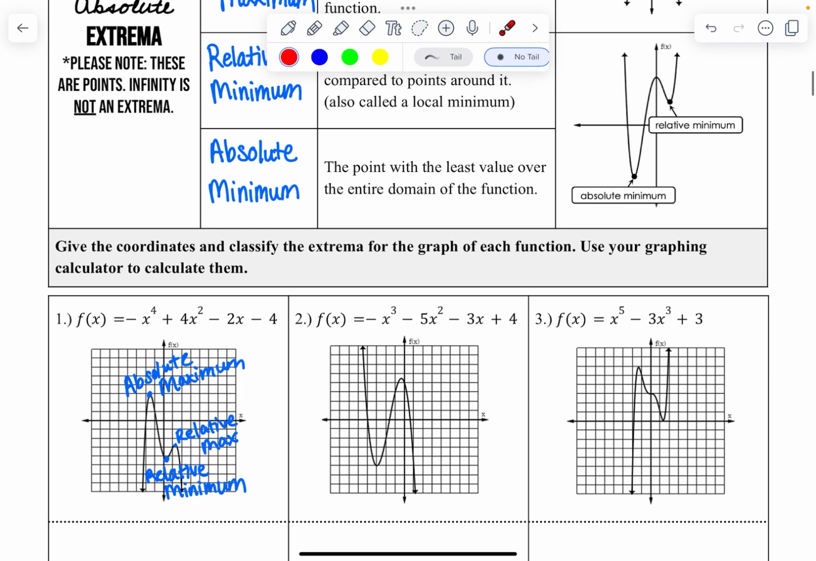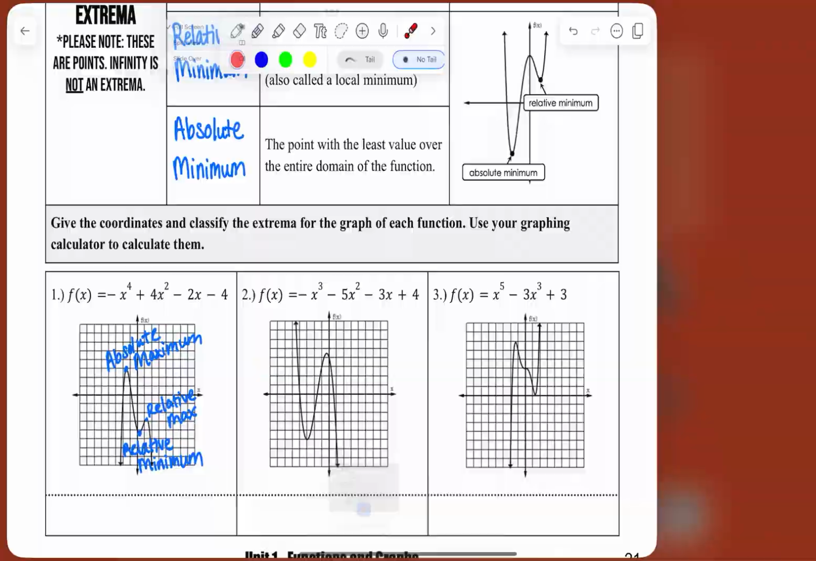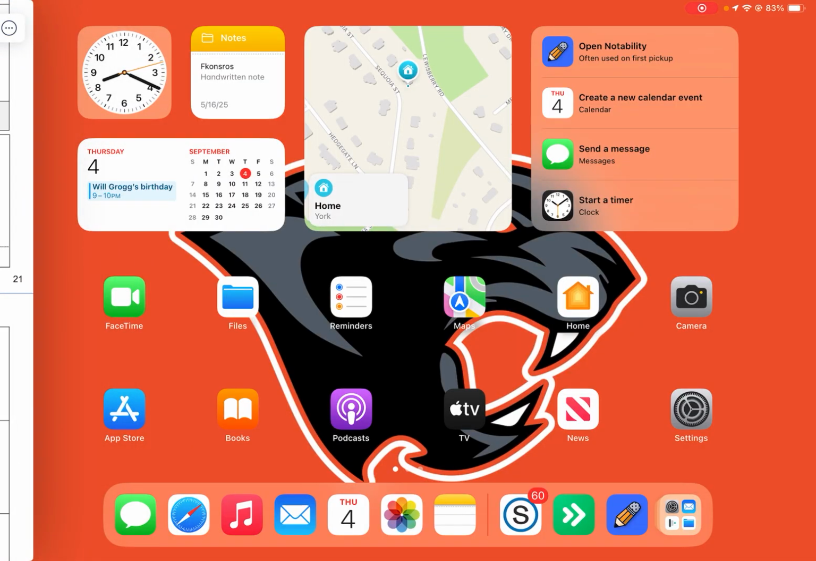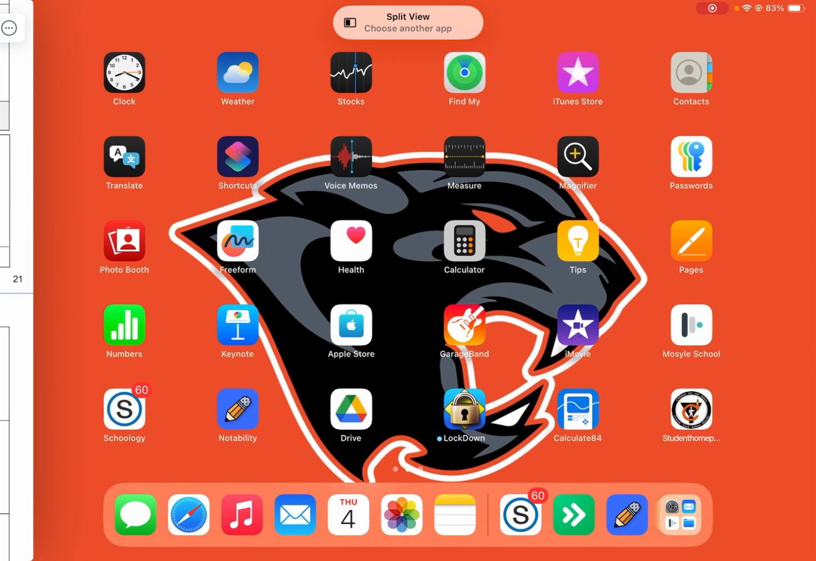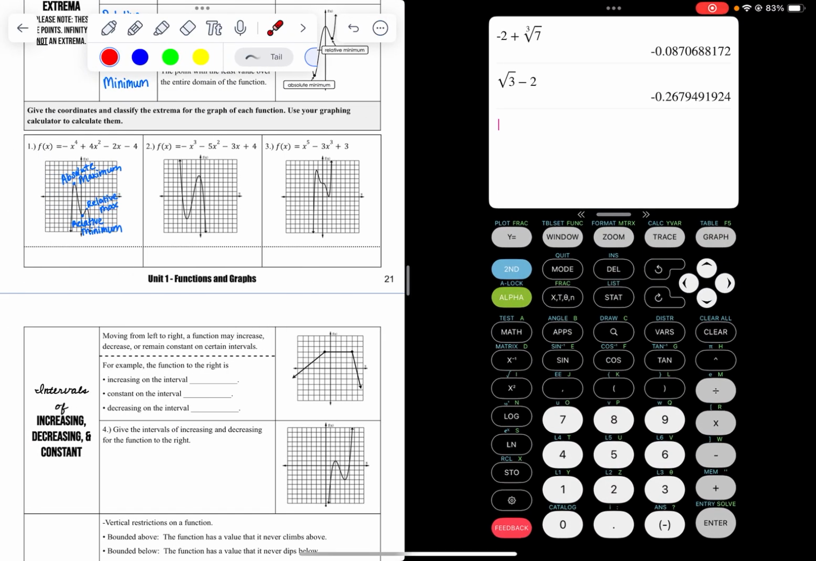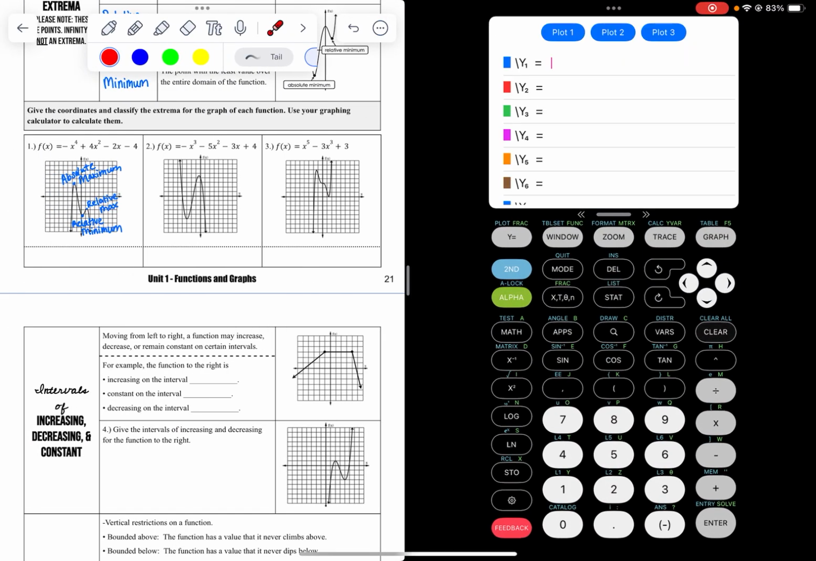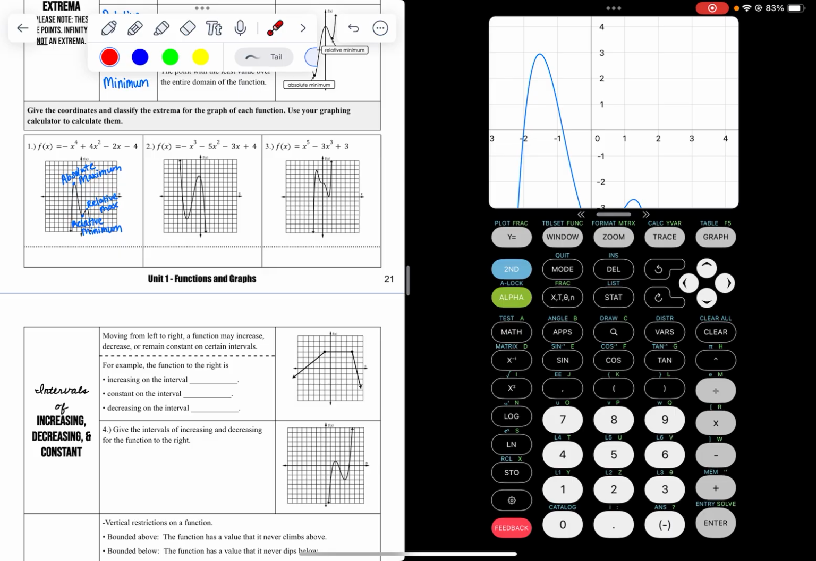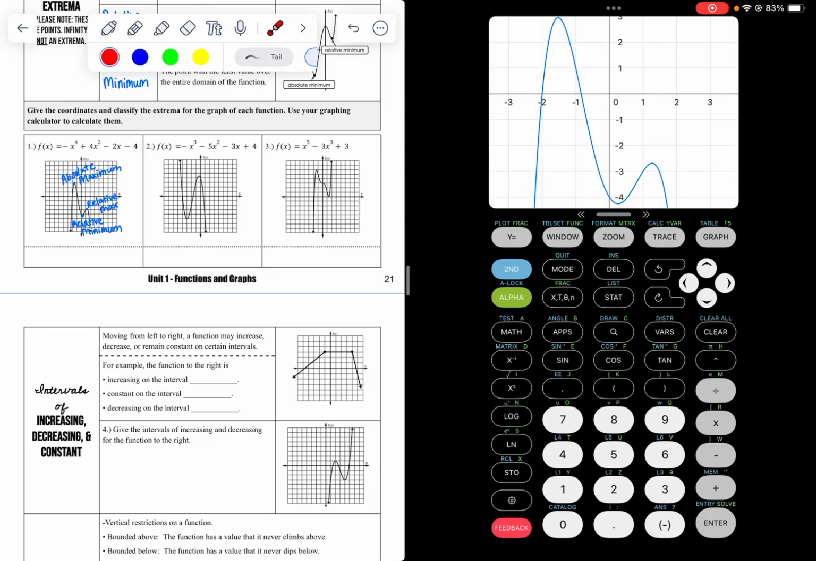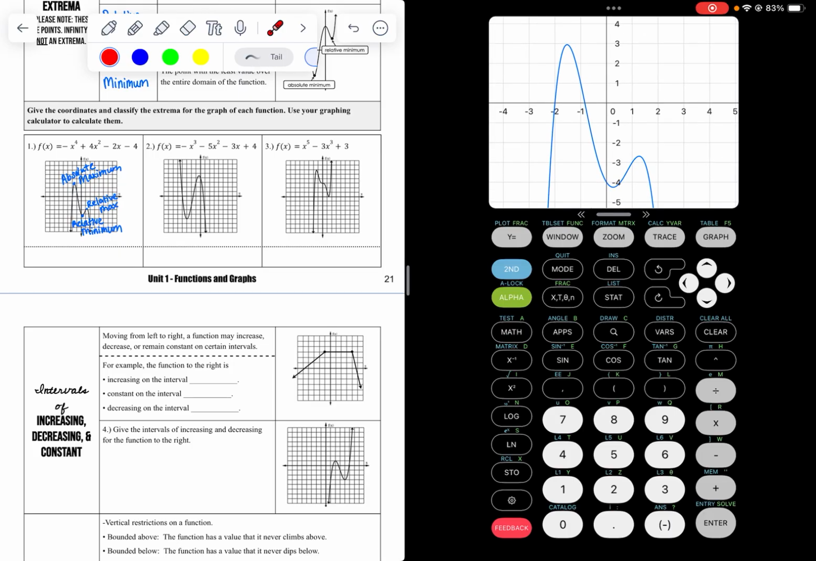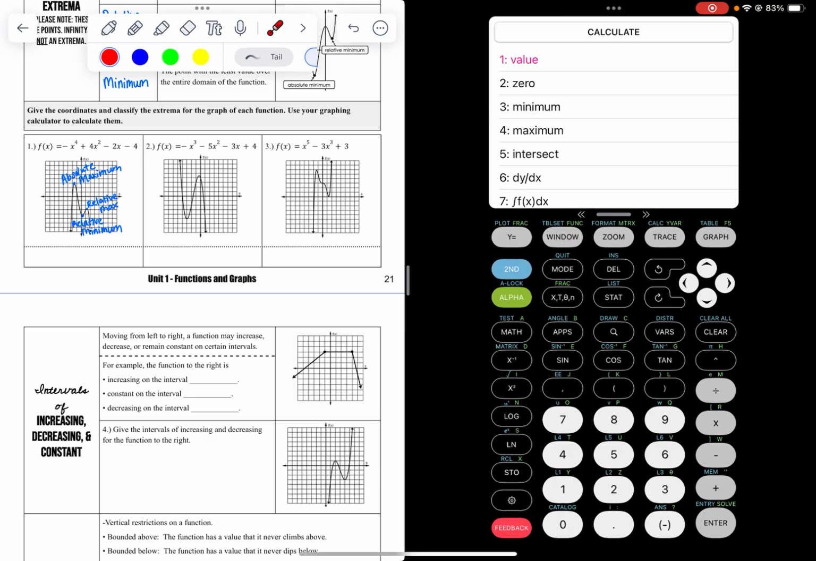But we'll use our graphing calculator now to graph this. So we'll go to y equals, clear out what's in there, and type in negative x to the 4th plus 4x squared minus 2x minus 4. And when we graph it, we'll see our picture here. We can see the 3 extrema. Reminder to calculate them, we hit second trace to pull up the calculate menu. And then I'm going to start with the maximums.